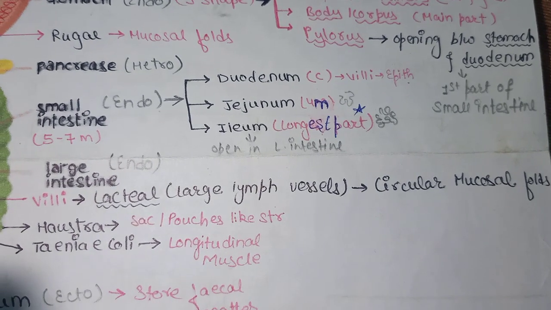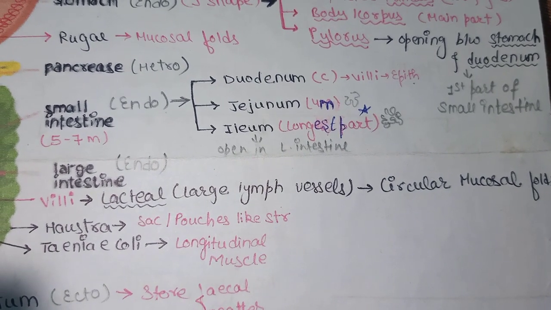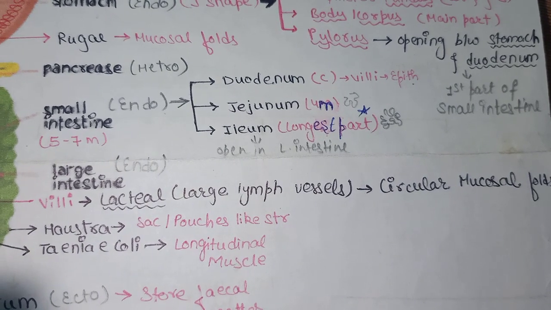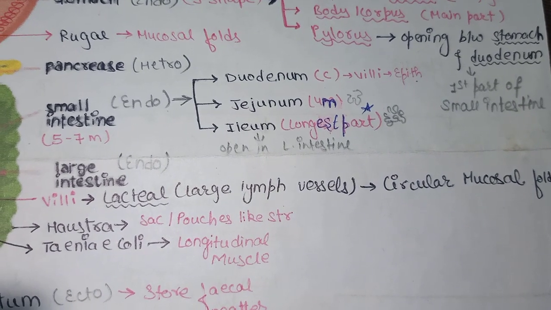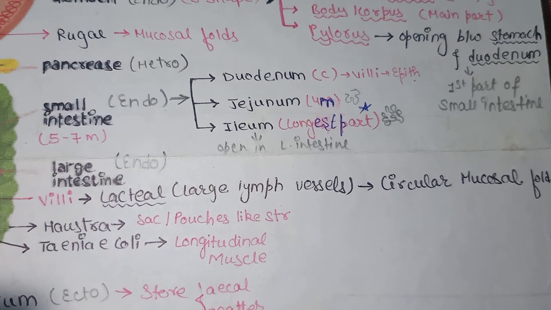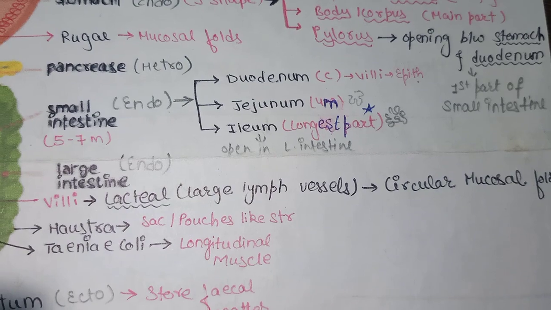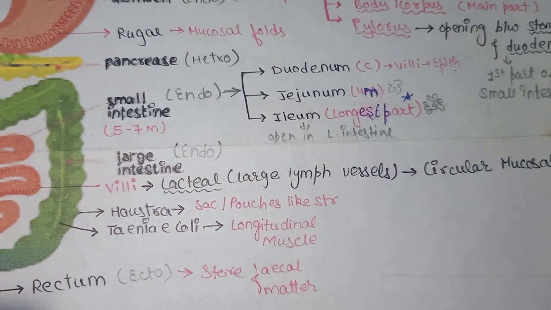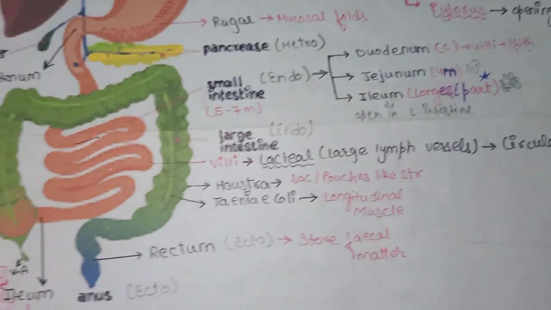absorption. Second is the jejunum, which is part of the small intestine, 4 meters long. Ileum is the longest part. It is an important question on the small intestine. They ask which is the longest portion of the small intestine, then you have to answer ileum is the longest part. As the small intestine has 3 parts, now we come to the large intestine.